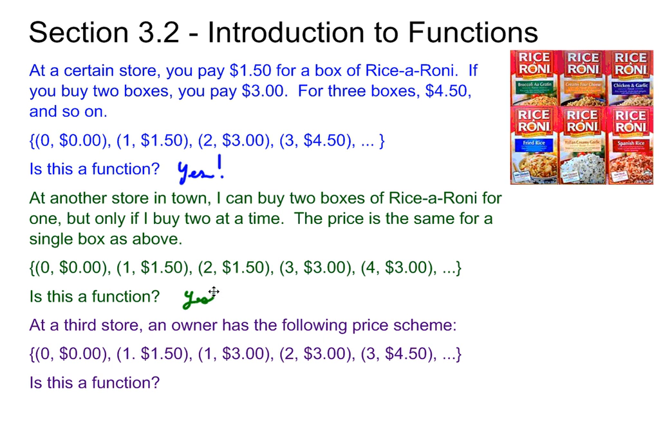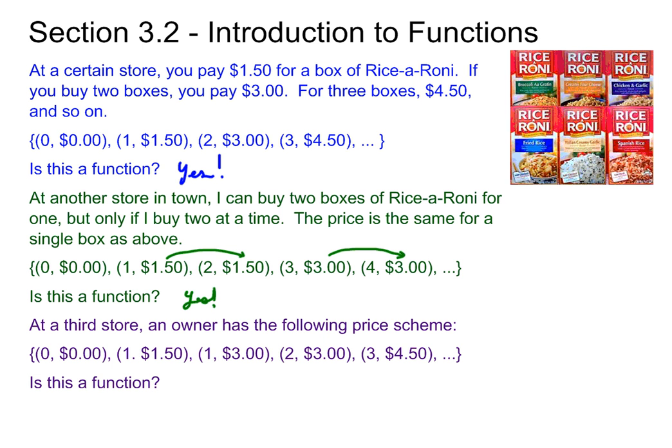And the reason we're going to say yes is because if we look at the number of boxes, we only use each box count once. So we say 1 box, or 2 boxes, or 3 boxes, or 4 boxes. Each number of boxes that we buy is matched with only 1 price. Now, it doesn't matter that the second number is repeated. It counts. This second number can be repeated. It's the first number that's important to us if it's a function.